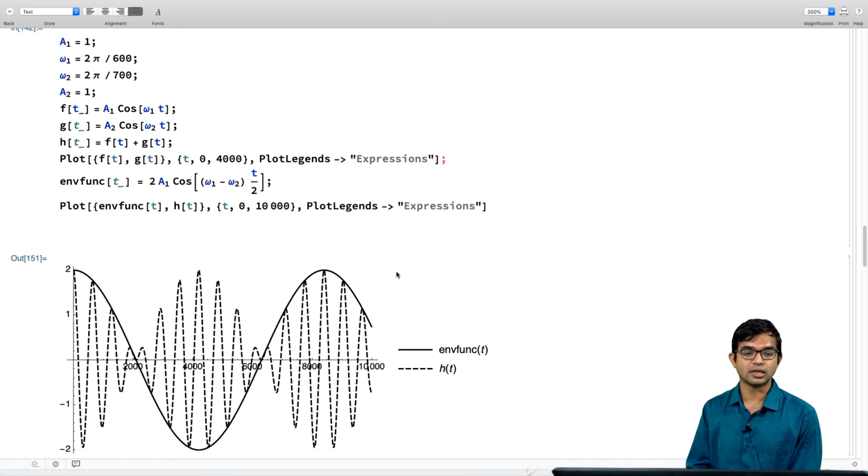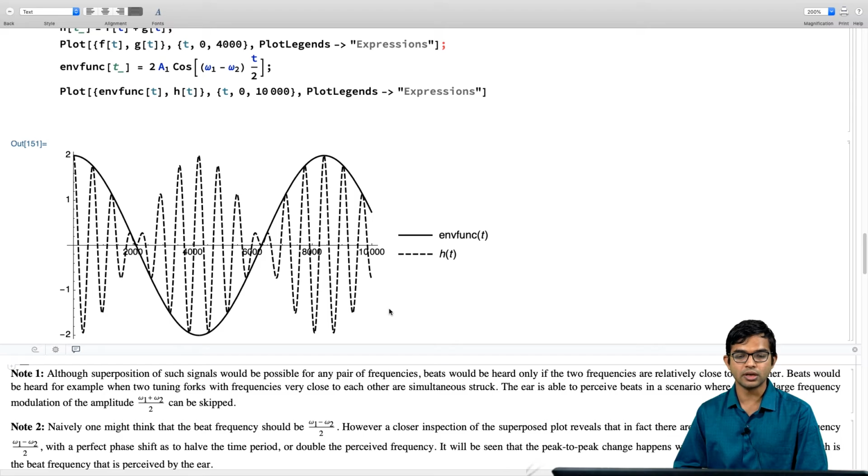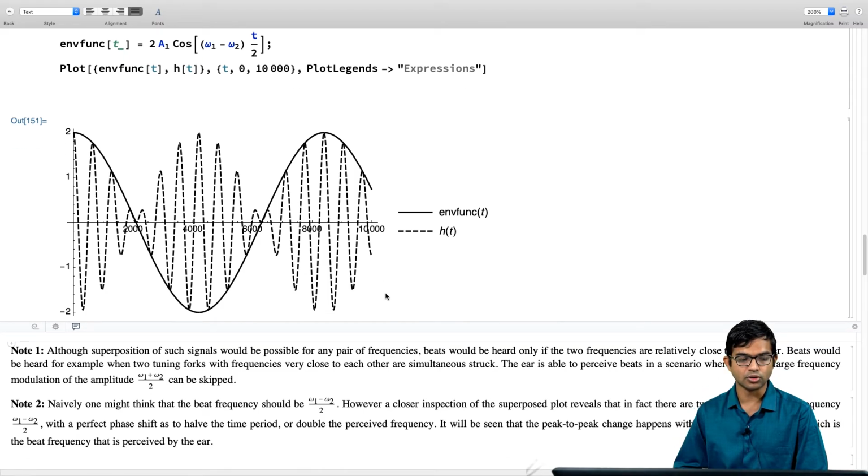You have two sounds which are being simultaneously played, and both of them have frequencies which are very close to each other. And then if you play them simultaneously, you're going to hear a waxing and waning of sound, and that's going to have actually much lower frequency than the very large frequency modulation that is also happening here. So the amplitude is getting modulated, but that is not really going to be perceived as much as the envelope function itself.